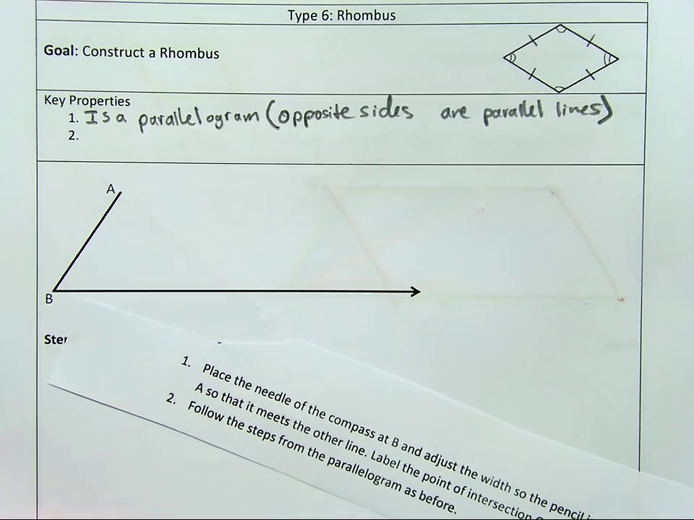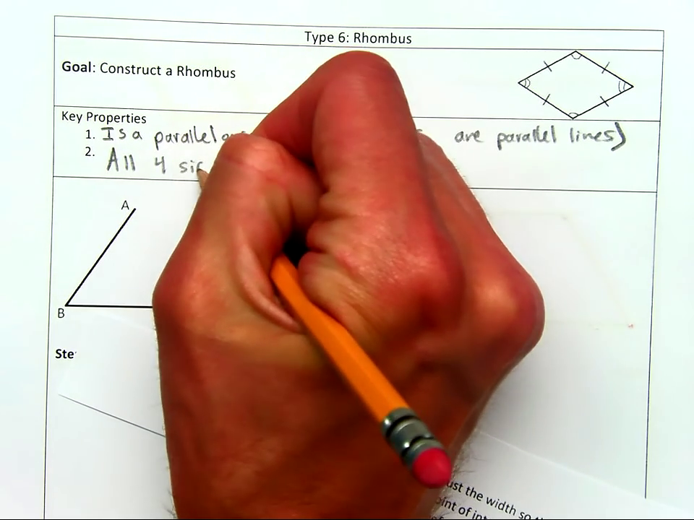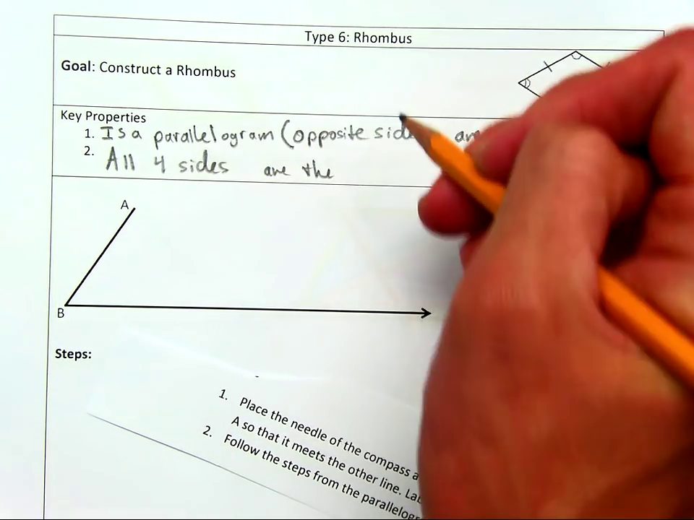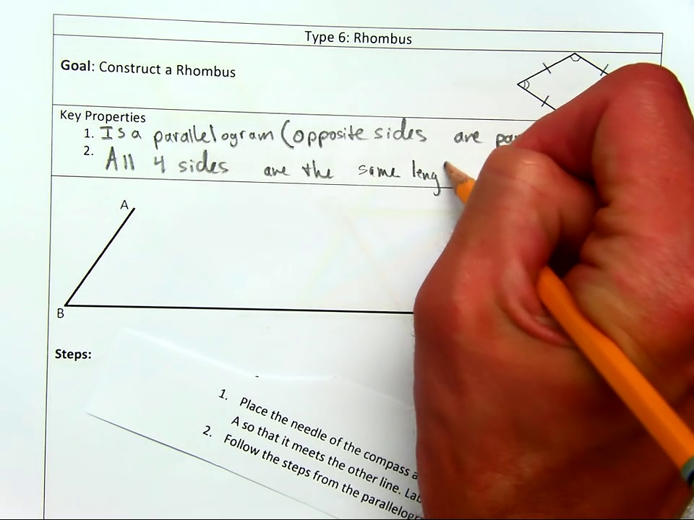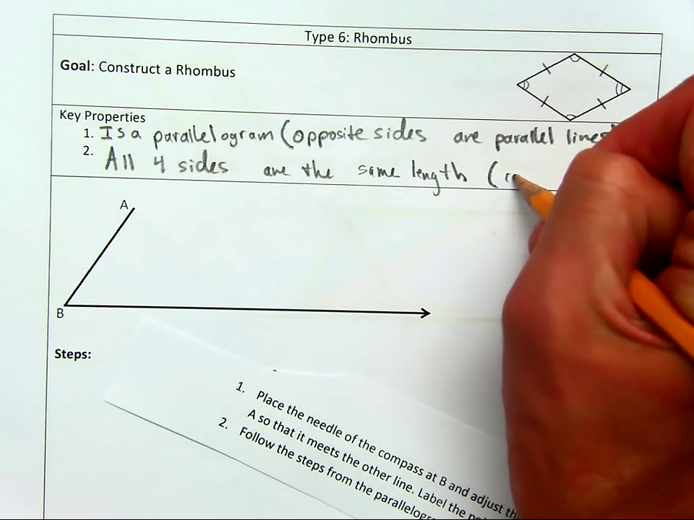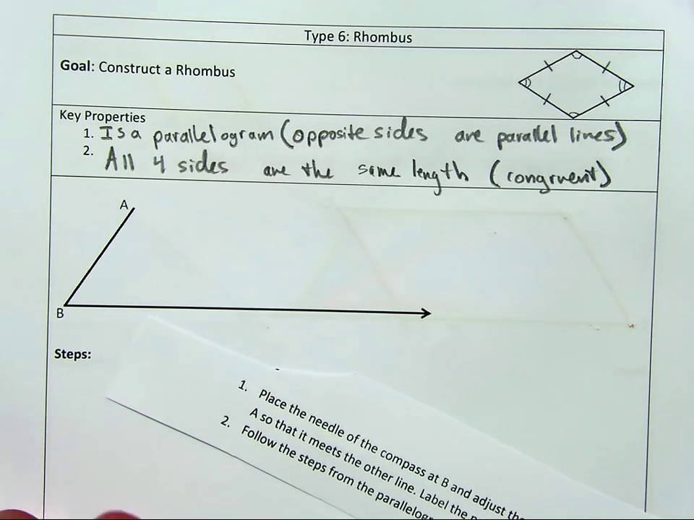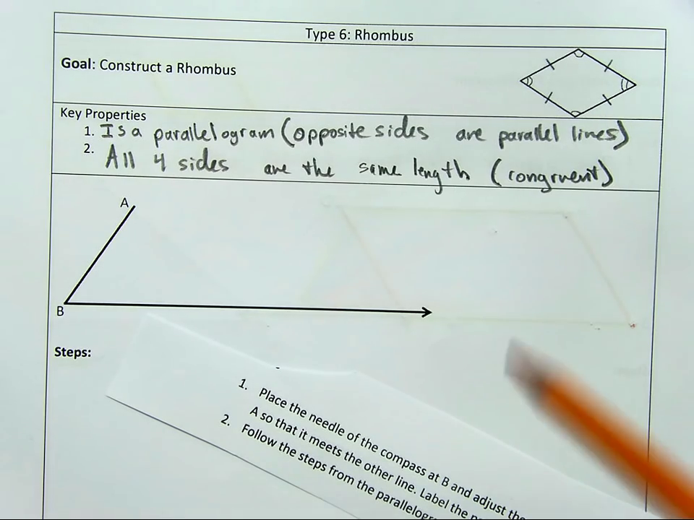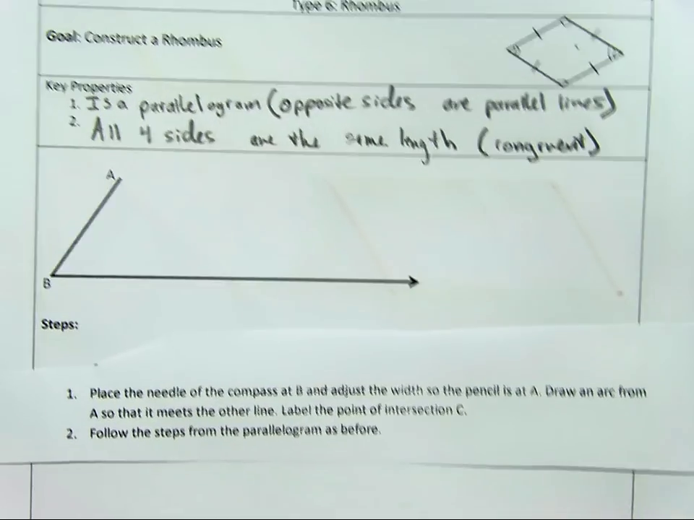What makes a rhombus different from a parallelogram is that all four sides are the same length. And we have a word for this in geometry, and that word is congruent. All four sides are congruent. So they're all the same length, and the opposite sides are parallel. So this thing, you could call it a parallelogram, but if you wanted to be extra specific, that's a rhombus.